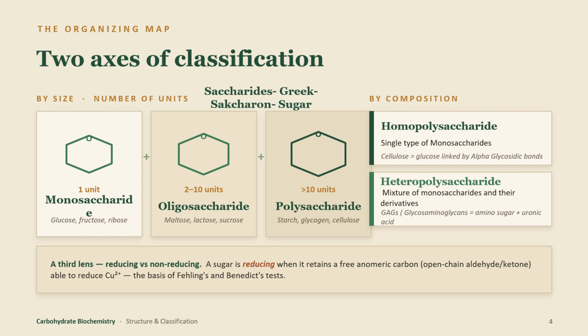And the third classification is depending upon the reducing or non-reducing property. If a sugar is reducing, when it retains a free anomeric carbon, then it is called a reducing sugar, otherwise it may be called a non-reducing sugar.